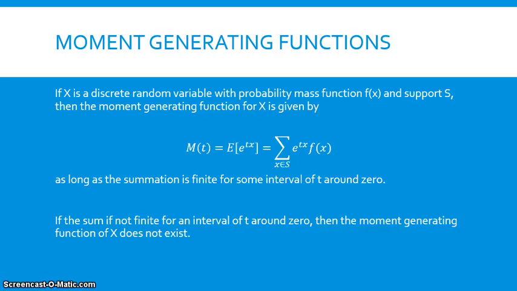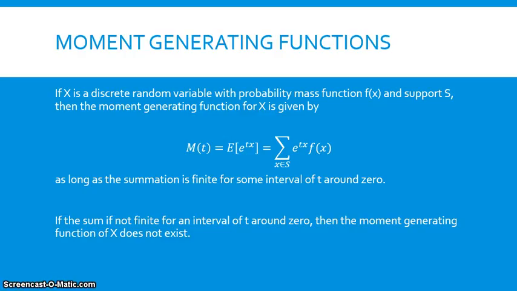Now let's define the moment generating function. If x is a discrete random variable with probability mass function little f of x and support s, then the moment generating function of x is given by, we use the notation capital M of t, and it's equal to the expected value of e raised to the t times x power, which we could find by calculating e to the tx multiplied by the probability mass function f of x for each value in the support and adding them up.